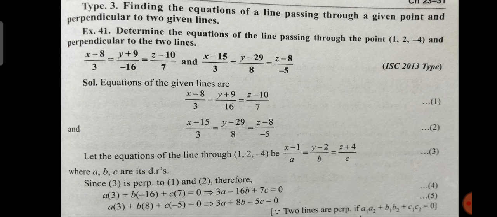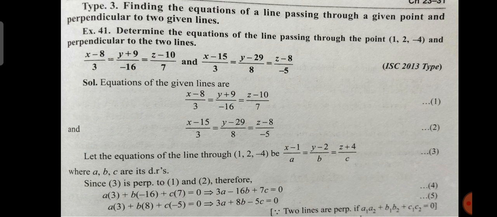A point will be given, and the line is perpendicular to two given lines. So for that, an example is given for you. Determine the equation of the line passing through the point 1, 2, minus 4 and perpendicular to the two lines: (x minus 8)/3, (y plus 9)/minus 16, (z minus 10)/7, and (x minus 15)/3, (y minus 29)/8, (z minus 8)/minus 5.